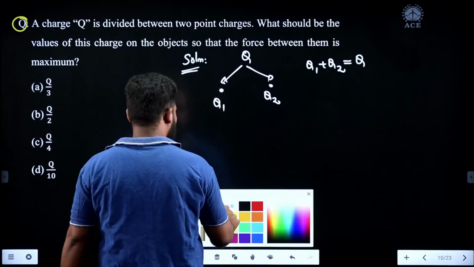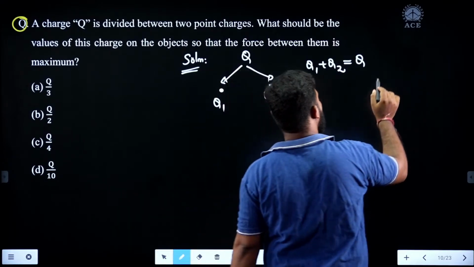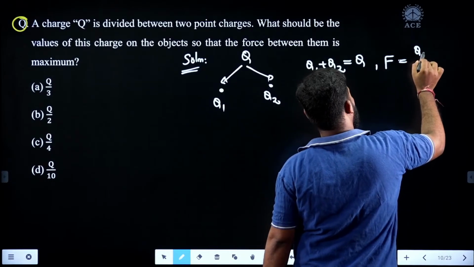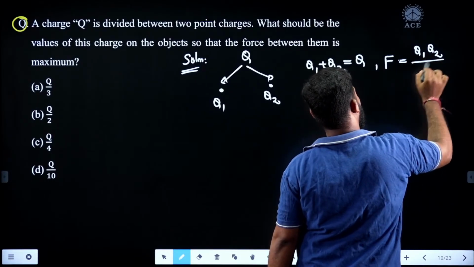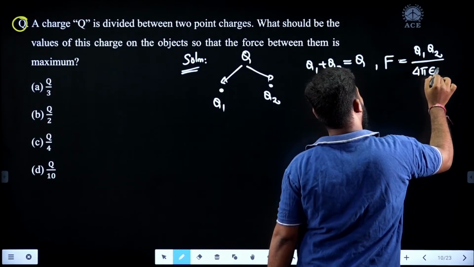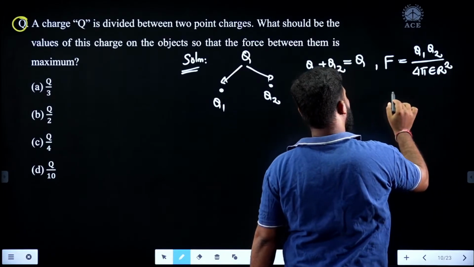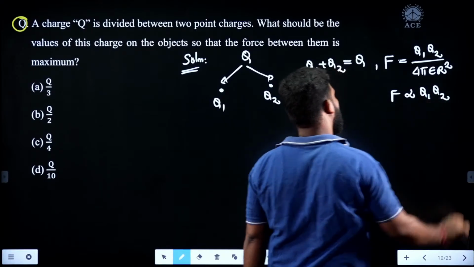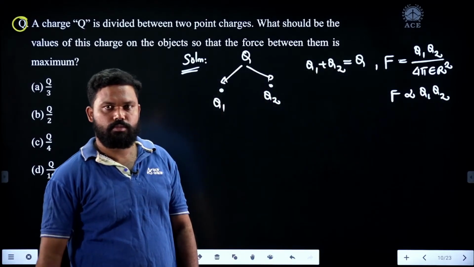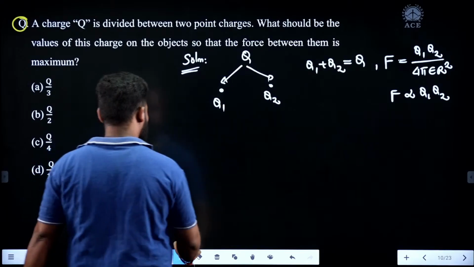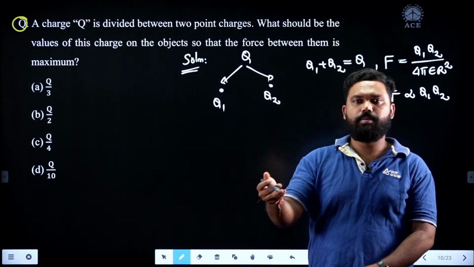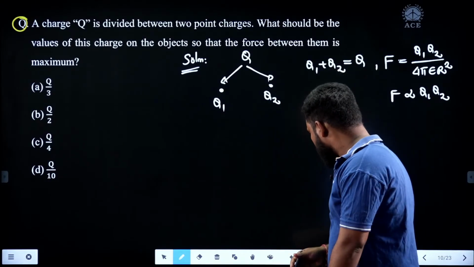And we know that the force between the two charges is equal to Q1 into Q2 divided by 4 pi epsilon r square. So the force is proportional to the product of the two charges Q1 and Q2. Okay. So now let us take the first option here. Whichever is having the highest product of charges, that will be the answer. Fine. Any answers from your side?